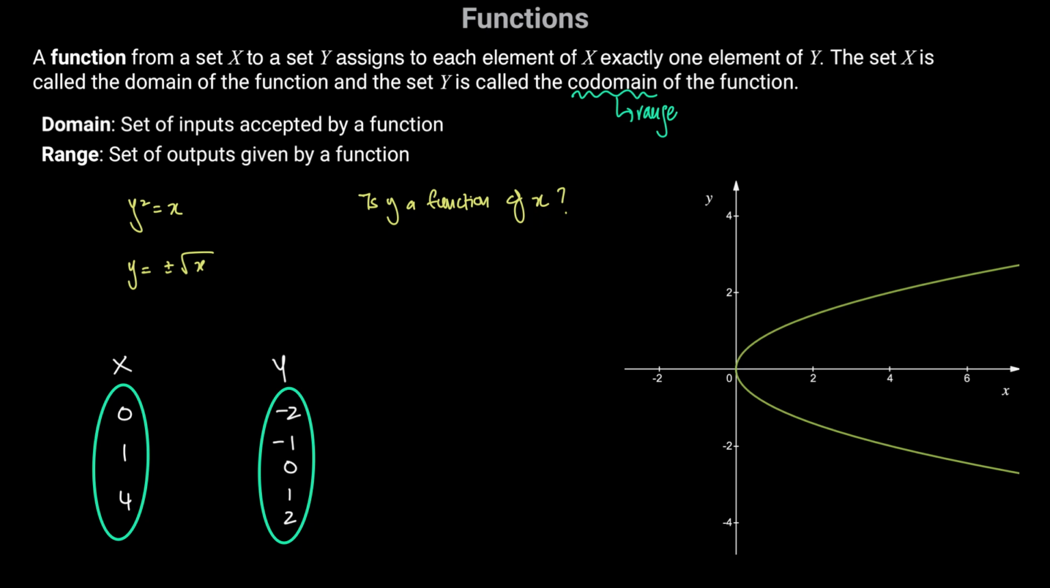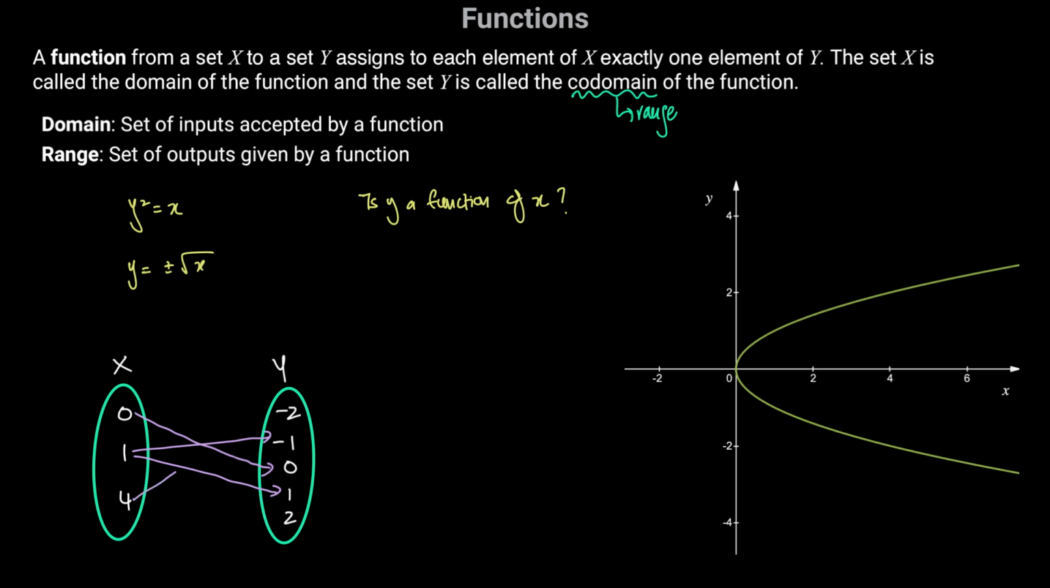So for example, if this was a function and the input x was 0, the output y would be 0, because plus or minus the square root of 0 would give us 0. Now if the input x was 1, then y could be the positive square root of 1, or the negative square root of 1. In other words, y could be positive 1, or negative 1. Similarly, if x was equal to 4, then y could be the positive square root of 4, that's positive 2, or y could be the negative square root of 4, that is negative 2.